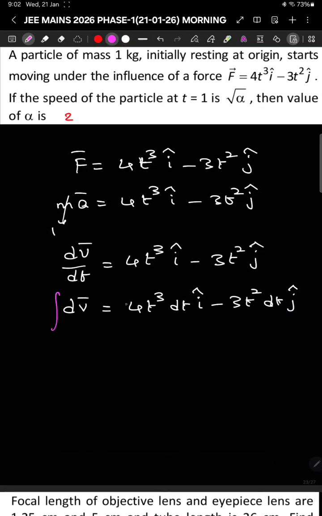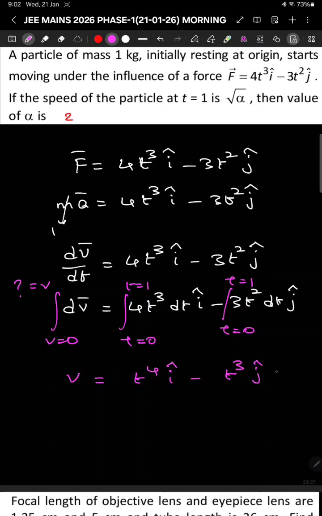Now integrating both sides. The limits: at time 0, it is mentioned that velocity is also 0. At the time of 1 second, you are asked to find the v value. So do proper integration. You'll get v equals t power 4 i cap minus t cube j cap, and apply proper limits 0 to 1 and here also 0 to 1. Your final answer will be 1 i cap minus 1 j cap. So this is the v bar we got.